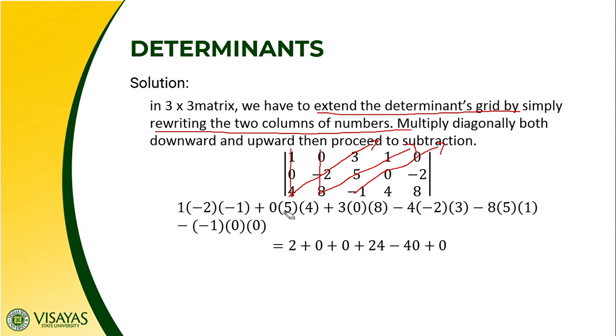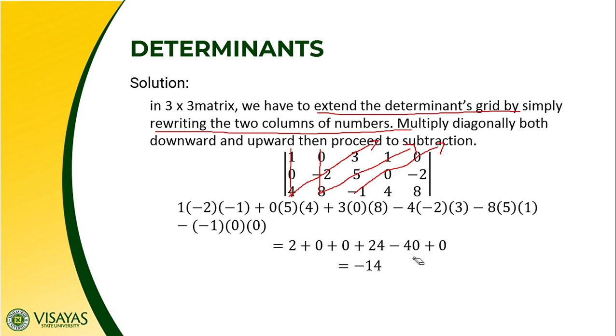And then here 0 times 5 times 4 is 0. So 3 times 0 times 8 is also 0. Negative 4 times negative 2 times 3 is 24. We have negative 8 times 5 times 1 is negative 40. And also here, negative 1 times 0 times 0, that becomes 0. So therefore, we have here 2 plus 24, that is 26. And 26 minus 40 is equal to 14. So that is how you find the determinant of a 3 by 3 matrix.